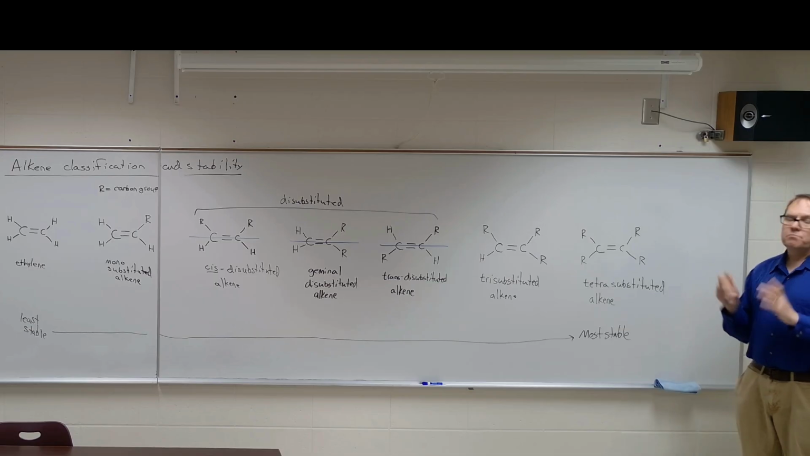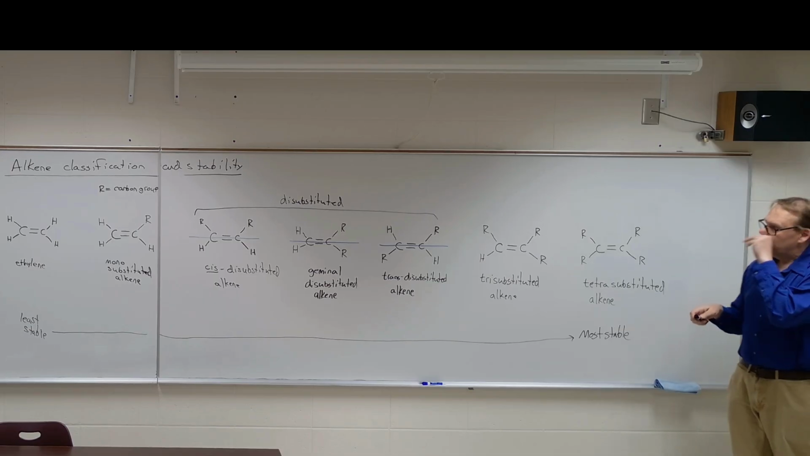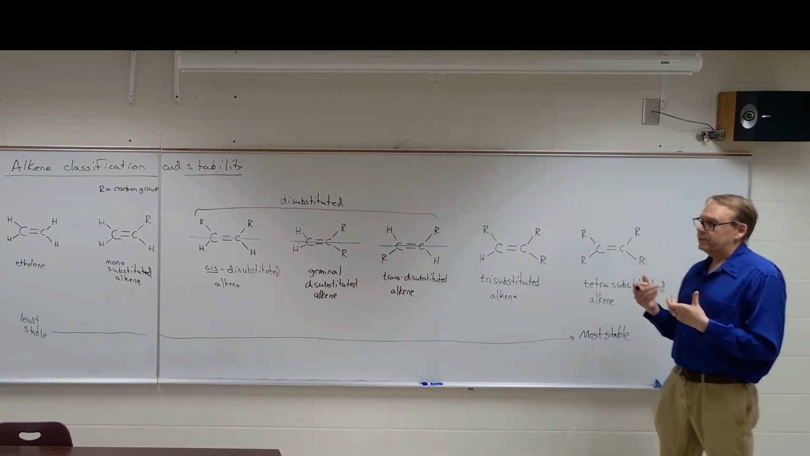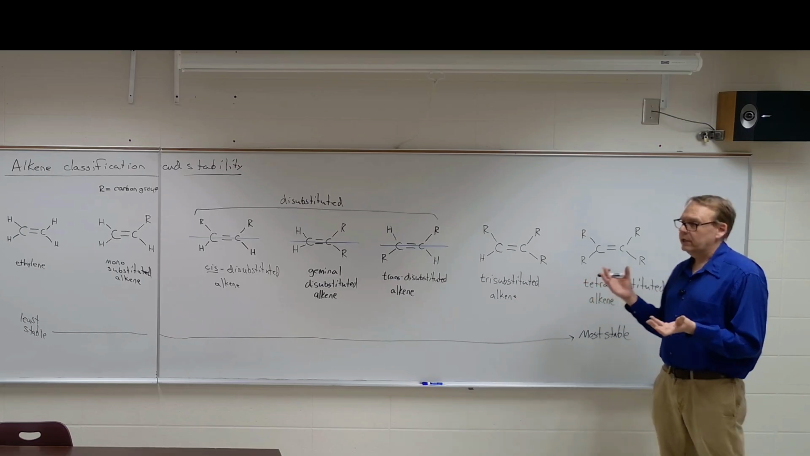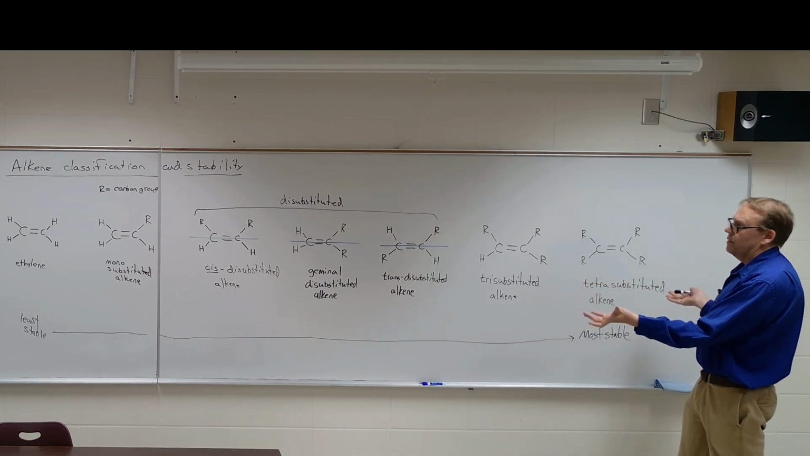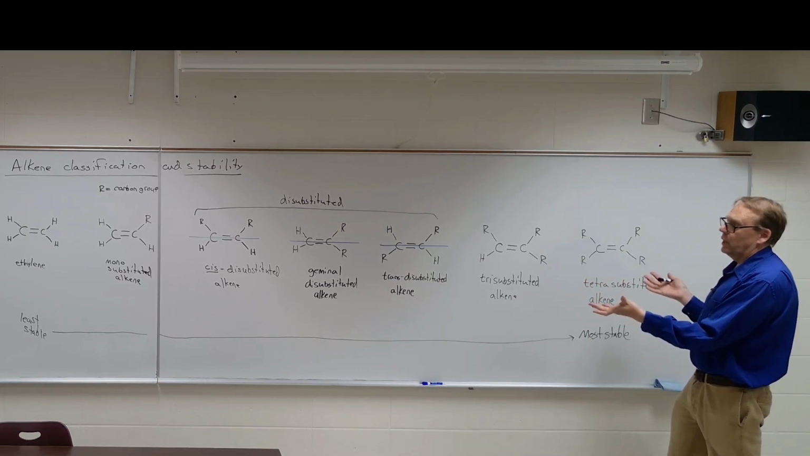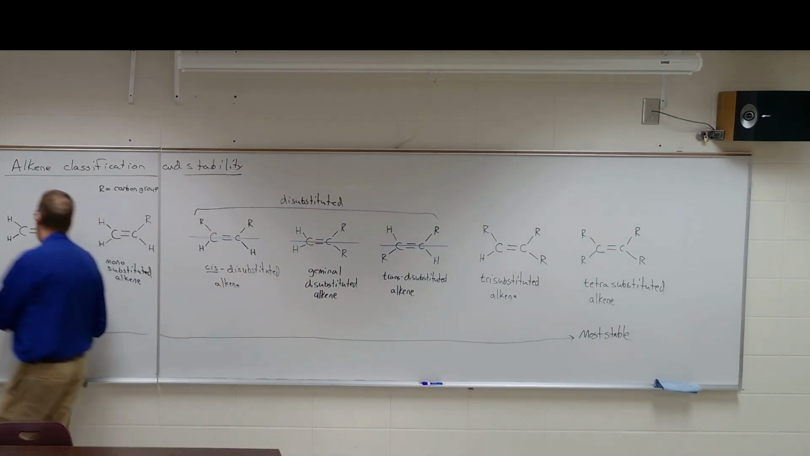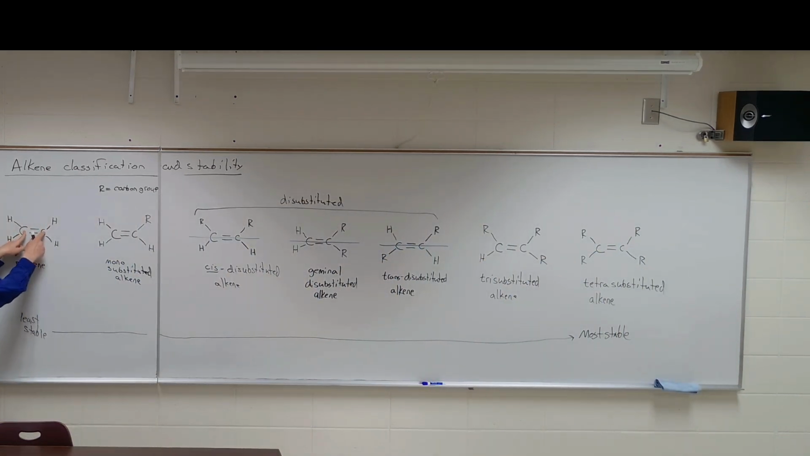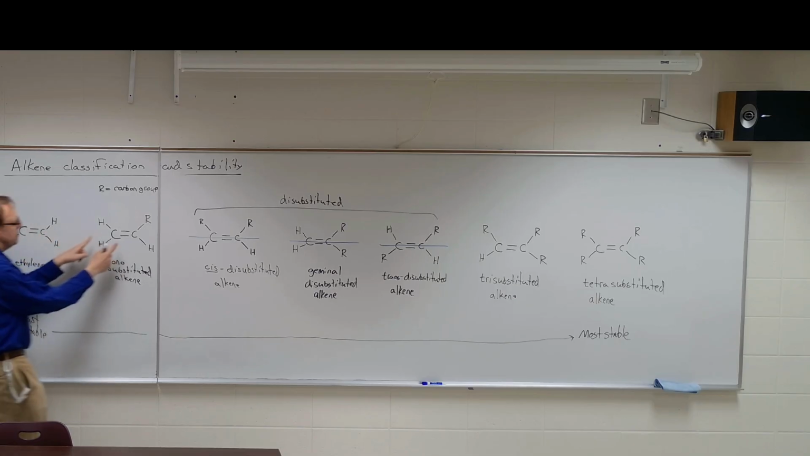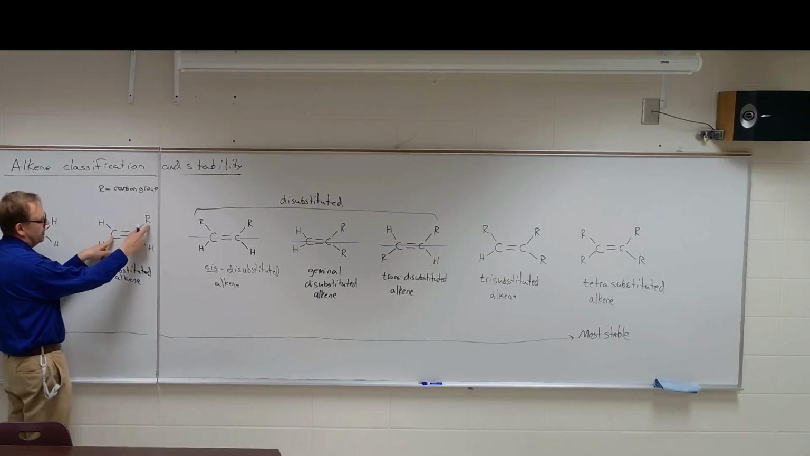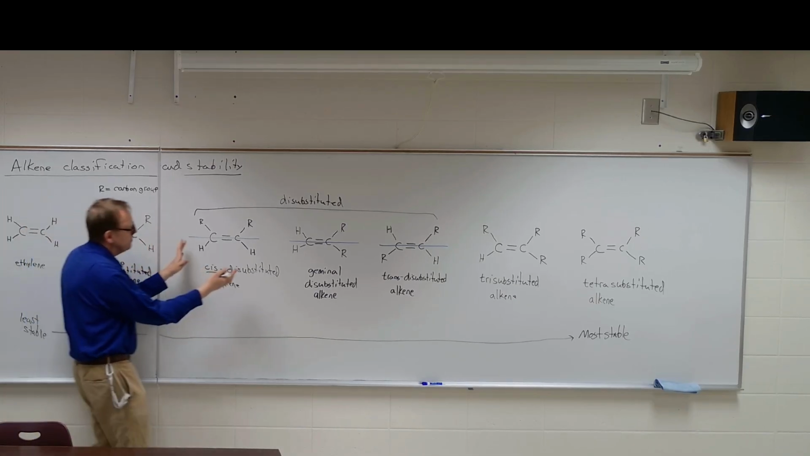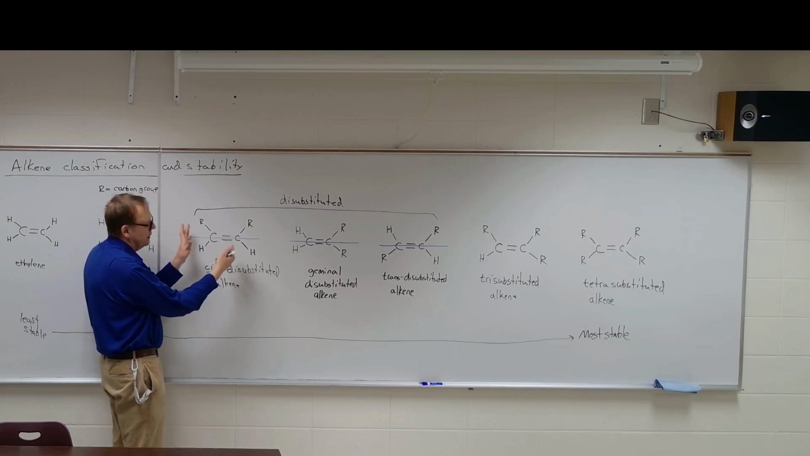So the first biggest rule is that substitution really affects stability a lot. If you look at the list, the more substitution a double bond has, the more stable it is. The least stable alkene was ethylene. It has two carbons that have no carbon groups. When you go to monosubstituted, you have one carbon group. It's a little better. When you go to disubstituted, you have two carbon groups. It's a little better yet.